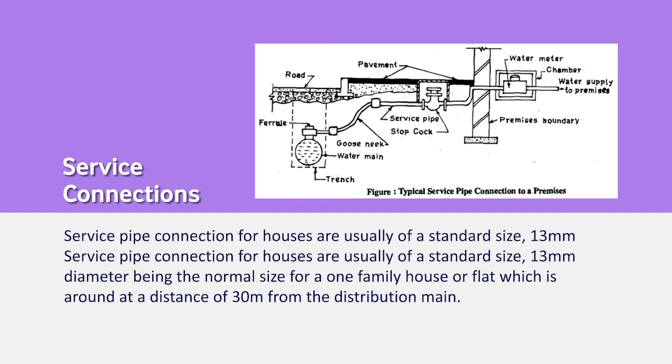Service pipe connections for houses are usually of a standard size, 13 mm diameter, being the normal size for a one-family house or flat which is at a distance of around 30 meters from the distribution main. The pressure in the main is around 30 meters.